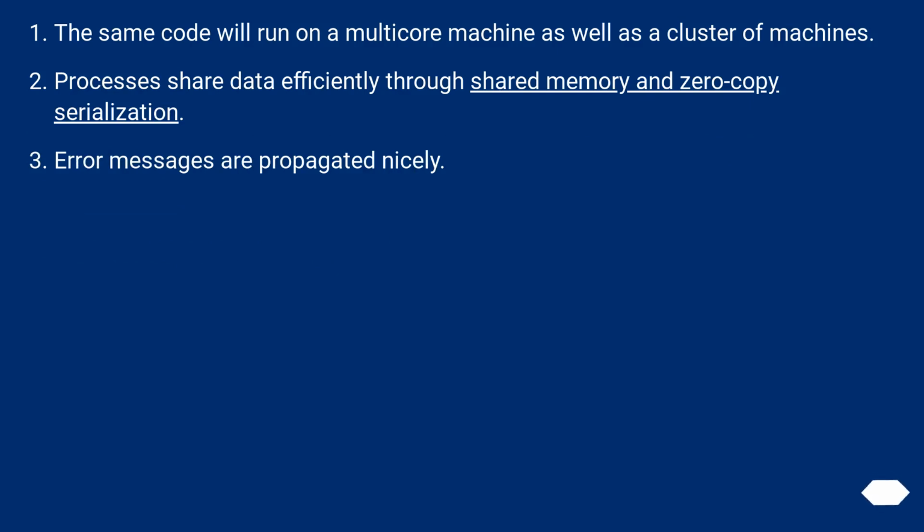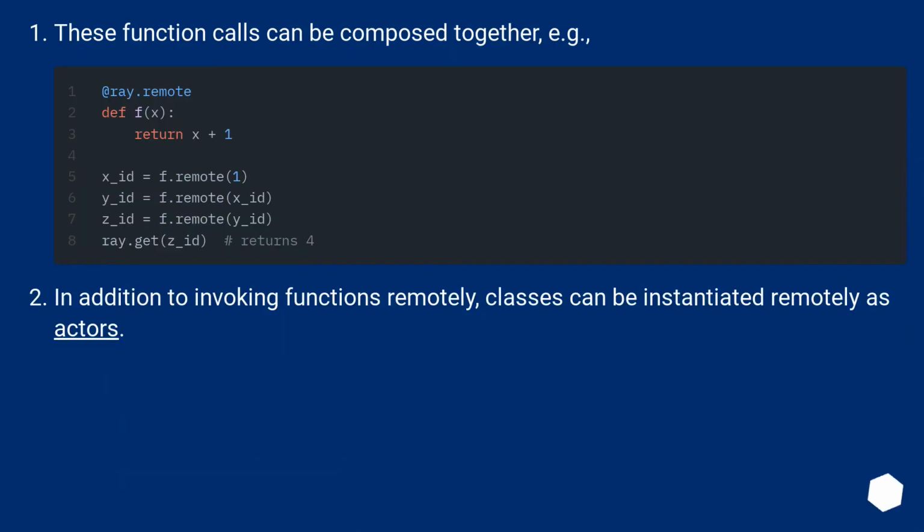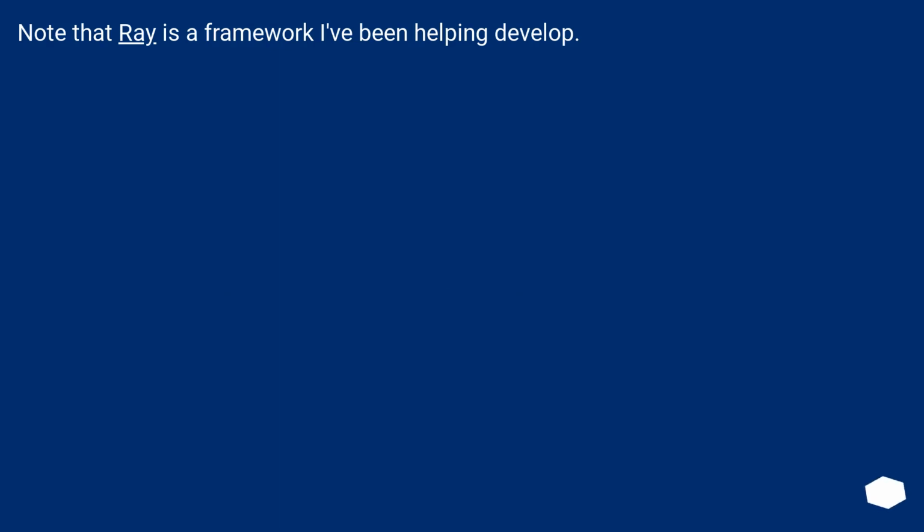The same code will run on a multi-core machine as well as a cluster of machines. Processes share data efficiently through shared memory and zero-copy serialization. Error messages are propagated nicely. These function calls can be composed together. For example, in addition to invoking functions remotely, classes can be instantiated remotely as actors. Note that Ray is a framework I've been helping develop.